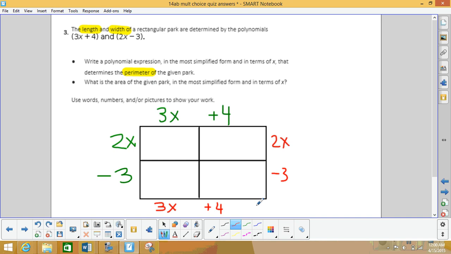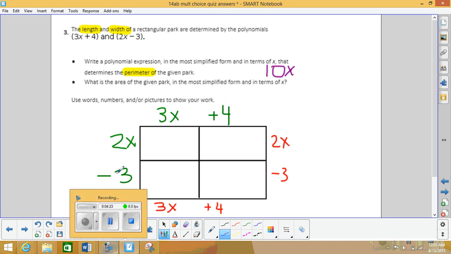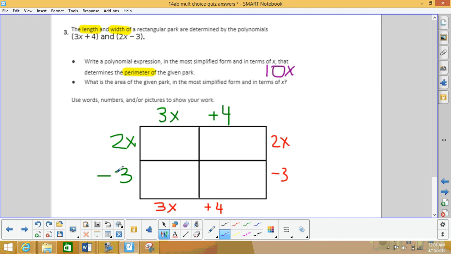Okay, and in order to find the perimeter, you have to add all these sides up. So this is just adding like terms. So 3x and 2x make 5x. 5x plus 3x makes 8x. Plus 2 more make a total of 10x. And then we're going to add up these other terms. 4 take away 3, which is 1. 1 plus 4 is 5. 5 minus 3 is 2. So your perimeter should have been 10x minus 2.